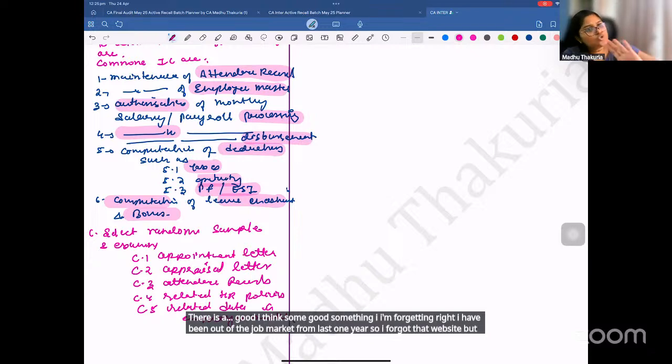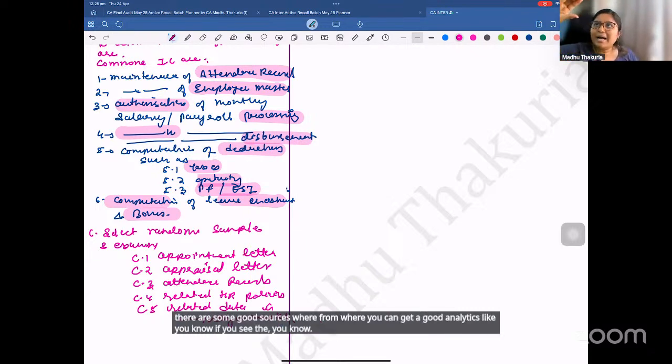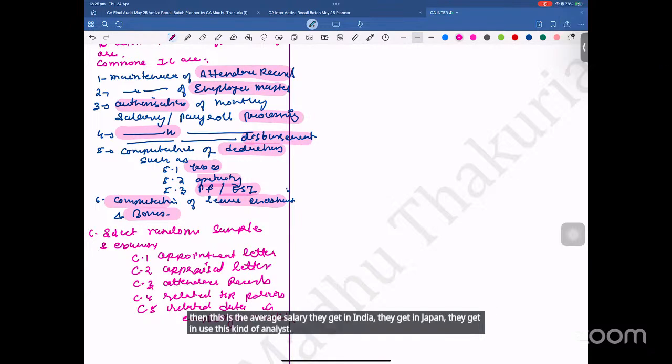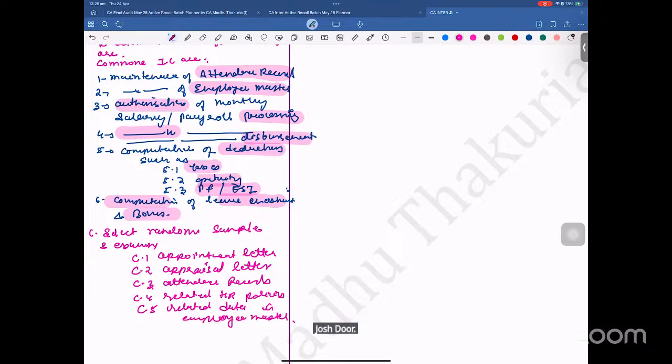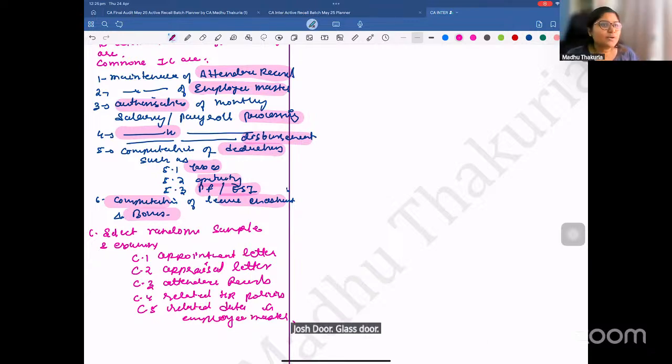So there are some good sources where you can get good analytics, like the salary of IT engineers. I know some developers in the IT field who have 5 to 6 years of experience in a particular project work, and based on what they develop, this is the average salary they get in India, in Japan, in US, this kind of analysis. Glassdoor, I think Glassdoor is there. Yes, Glassdoor is there. हमने भी अभी सर्च किया. Yeah, correct.